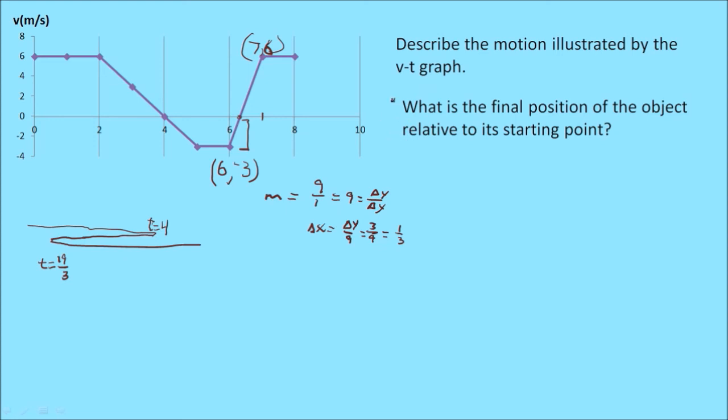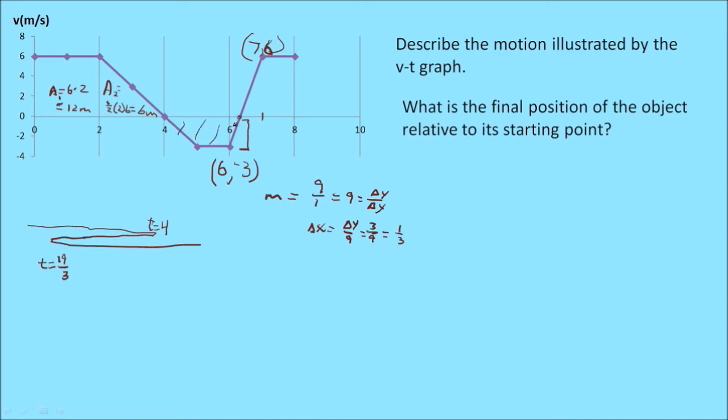Well, this is where we go back to the idea that the displacement is the area under the graph. We have a positive area here. Let's say this area here is going to be a height of 6 times a width of 2. That's 12 meters. This area, we'll call it area 1. Let's call this area 2. That's a triangle. So it's 1/2 times the base, which is 2, times the height, which is 6. That's 6 meters.